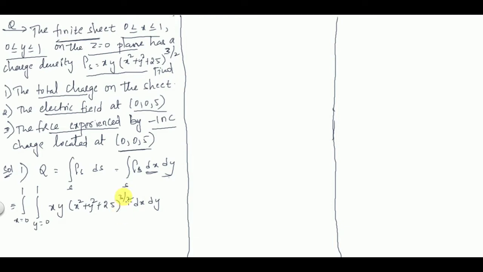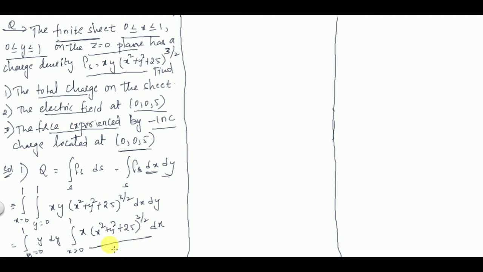Okay, so this is the value. If you take y outside, it is integral y equals 0 to 1 y dy, and inside, integral x equals 0 to 1 x into (x square plus y square plus 25) whole to the power of 3 by 2 dx.